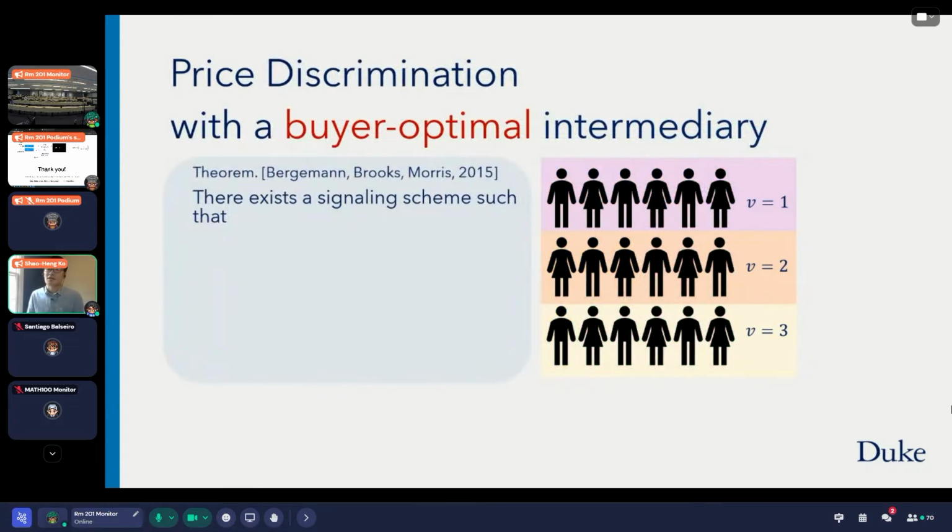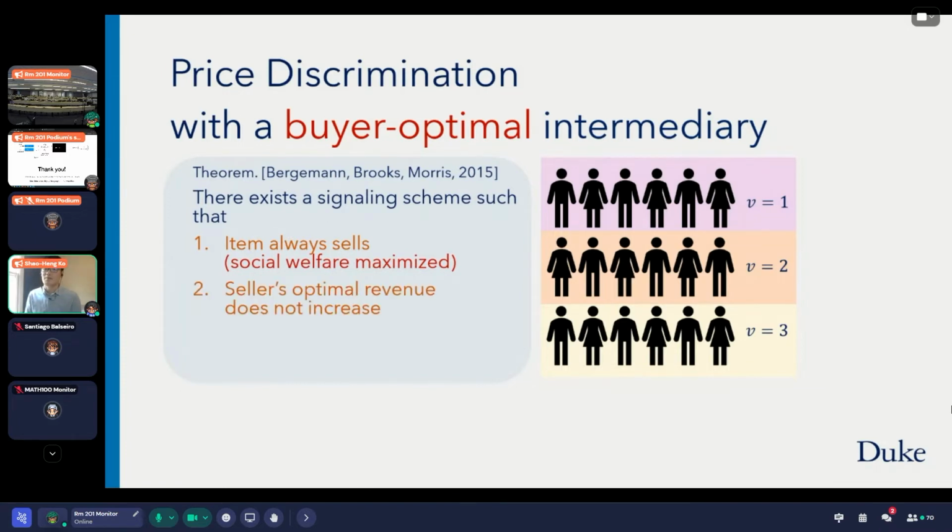But here's a striking result due to Bergemann, Brooks, and Morris in 2015 that says one can actually make the buyers better off with such an intermediary as well. So specifically in a setting without budgets or deadlines, they showed that there is always a signaling scheme that can guarantee the item always sells. And because we usually assume the item holds no value to the seller, this means the expected social welfare is maximized. And secondly, we just argued that the seller can at least get the original revenue. And this scheme makes sure the seller gets exactly that and nothing more.